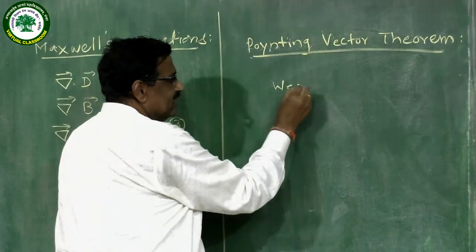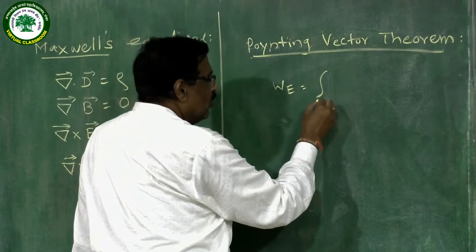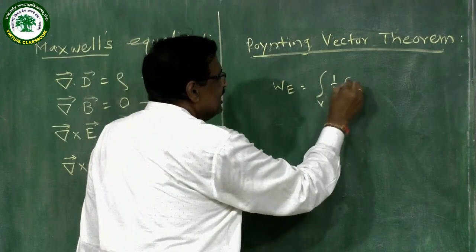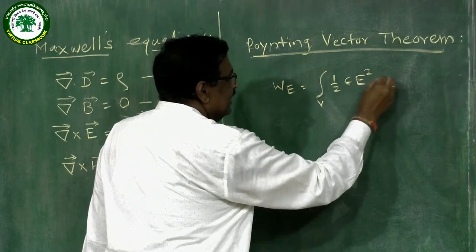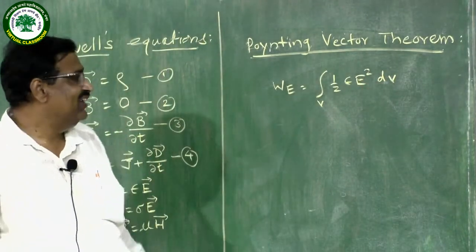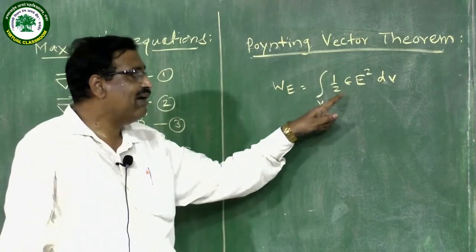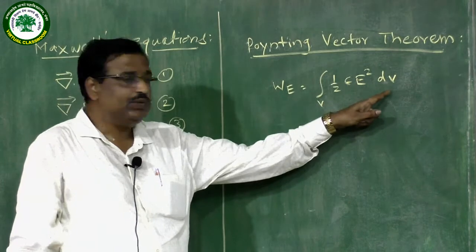Now we already know that if energy is stored in the form of electric field, then this energy is given by the work done, and in the case of an electric field it is simply the integral over V of 1/2 epsilon E squared dV. This is nothing but the energy stored in an electric field.